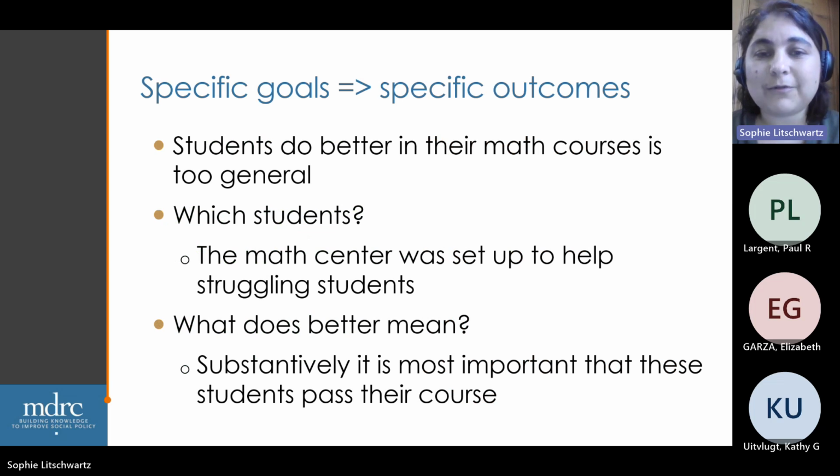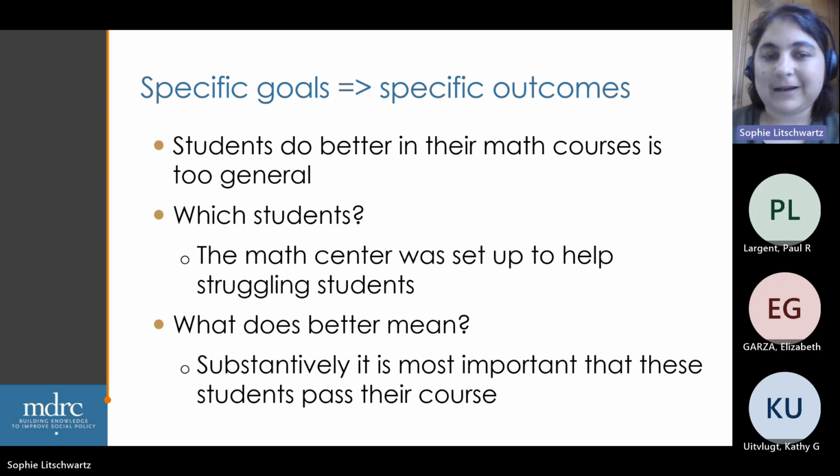The way I figure out my outcomes is that I need a specific goal to figure out my specific outcome. So "students do better in their math course" is just a very general goal. And it's a little too general to figure out what my program's actually doing. One of these is which students do better in their math course.